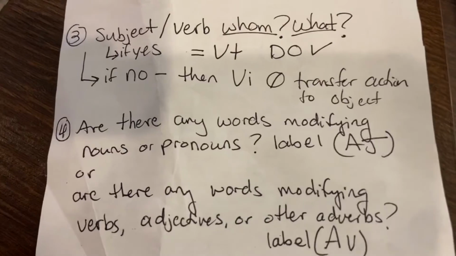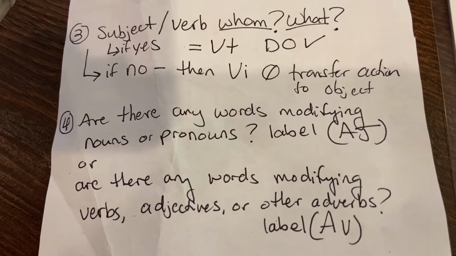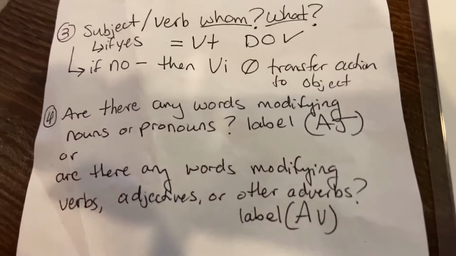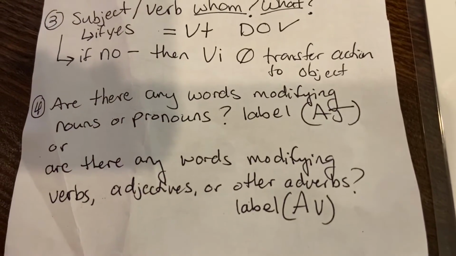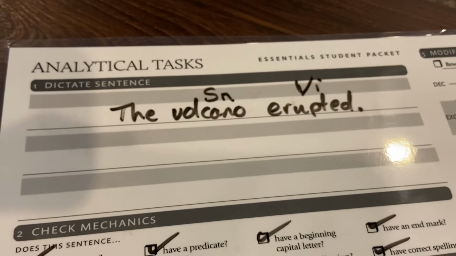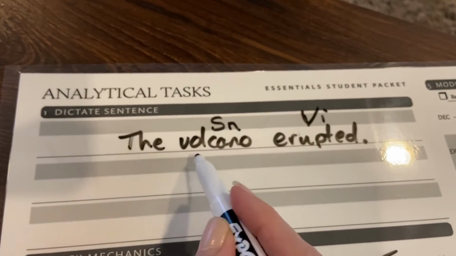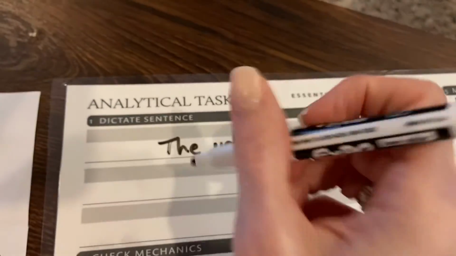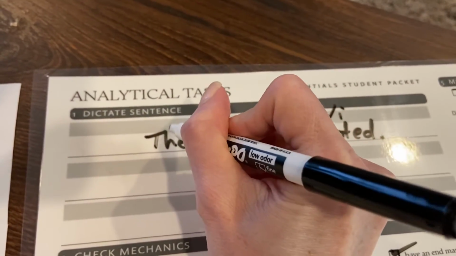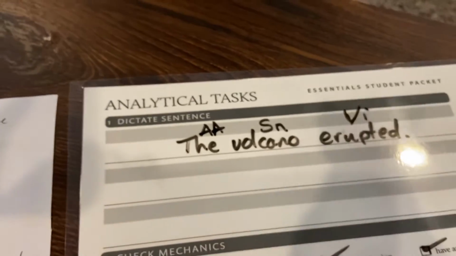Are there any words modifying nouns or pronouns? Or are there any words modifying verbs, adjectives, or other adverbs? If we have a word modifying a noun or pronoun, it's an adjective. If we have a word that modifies verbs, adjectives, or other adverbs, it's an adverb. So let's look at our sentence. Does the modify a noun? Yes, volcano is our noun. It's modifying volcano. So the is an adjective. More specifically, articles a and the are article adjectives. So we would do a for them, article adjectives. If it's just an adjective, it's aj.